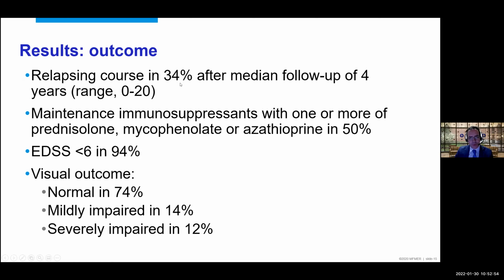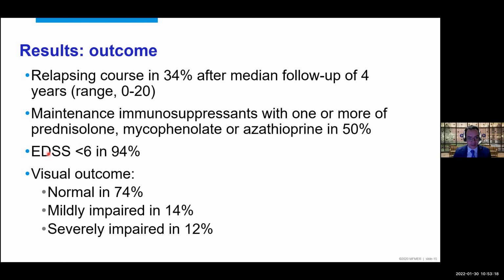34% had a relapsing course. We know that MOG antibody associated disease patients can have a monophasic course in about half or over half of patients, and that was pretty common here also. And these patients were on a range of immunosuppressants, including prednisolone, mycophenolate, and azathioprine. About half of patients were on treatment. And overall, the outcomes looked pretty good.